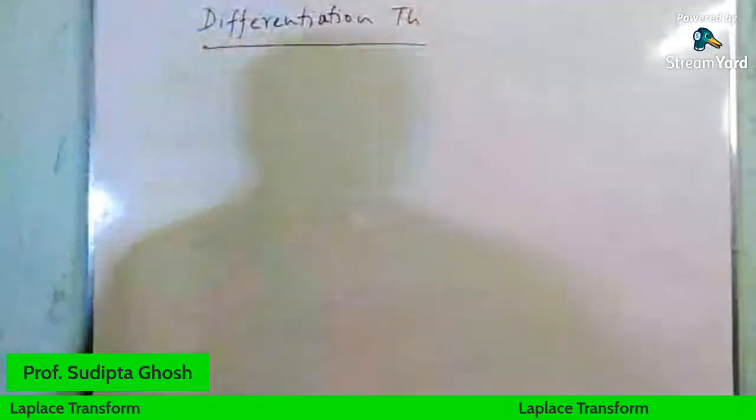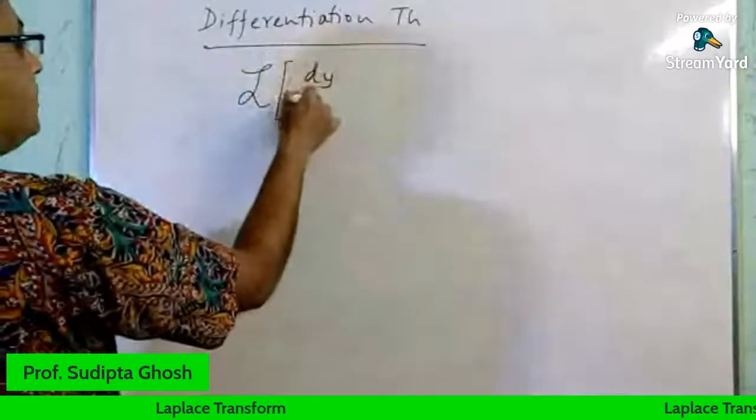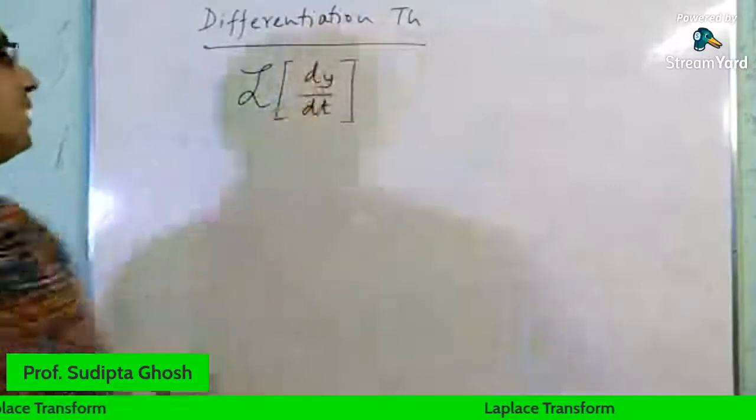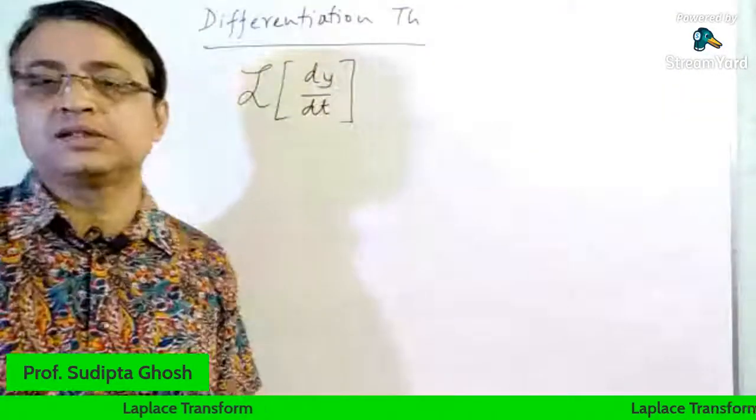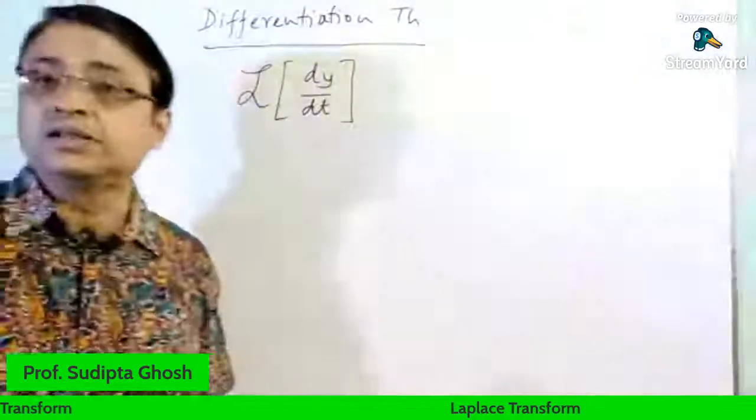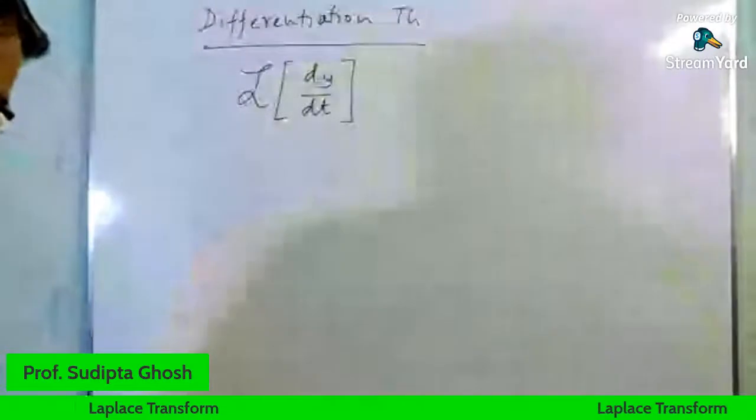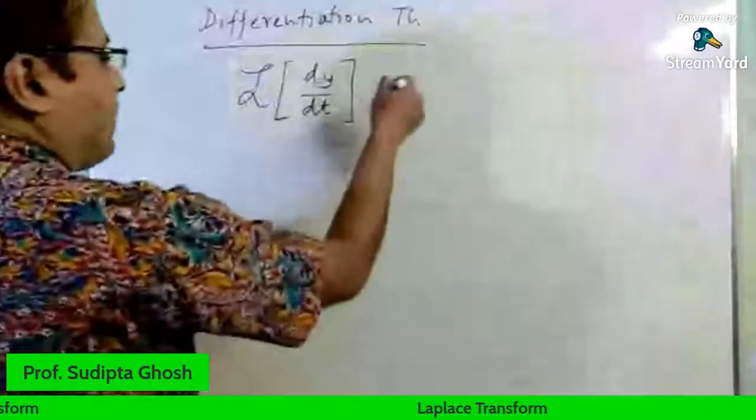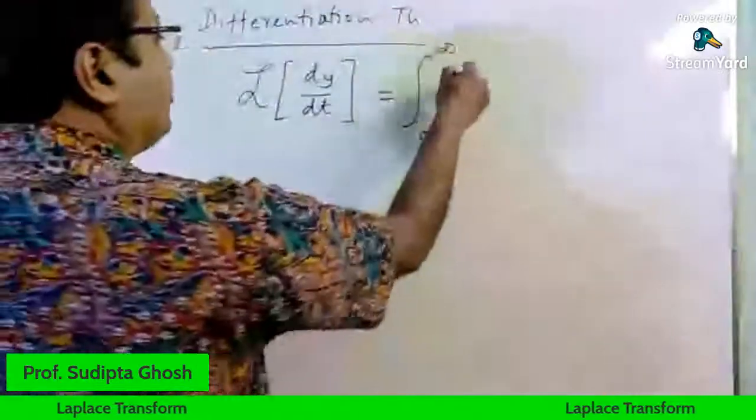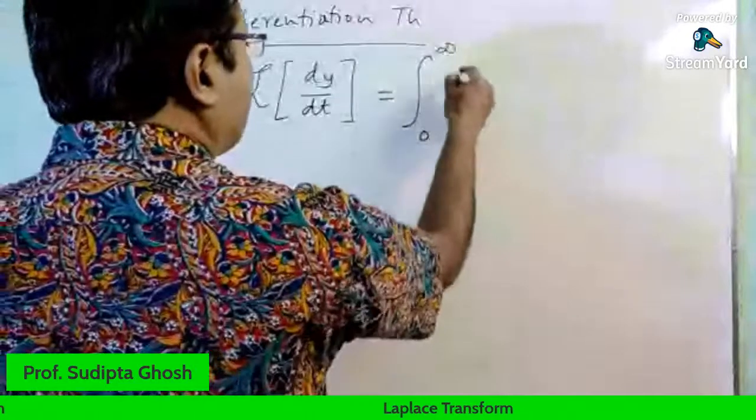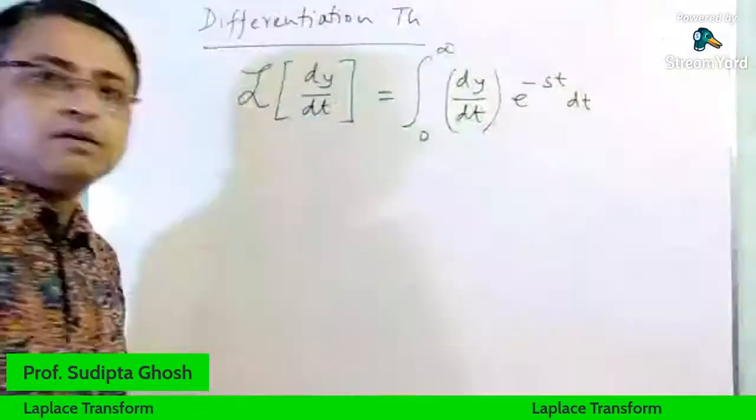Differentiation theorem means here we are going to find the Laplace transformation of a differentiable function. That is, let's find the Laplace transform of dy/dt. Here the function is dy/dt, so it is a differentiable function. To find this, you proceed as earlier: integral 0 to infinity of dy/dt times e to the power minus st dt. Okay?